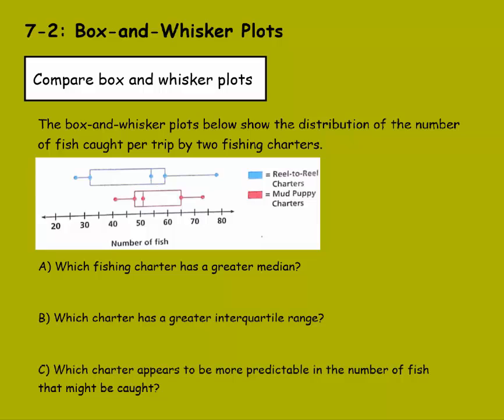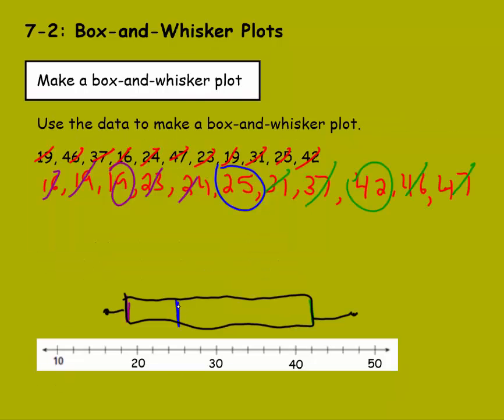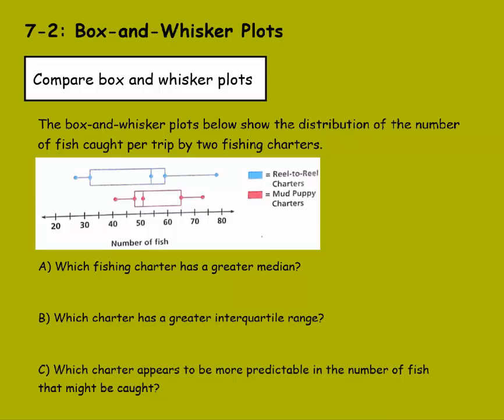Now we can compare box and whisker plots. It says the box and whisker plots below show the distribution of the number of fish caught per trip by two fishing charters. We have the Reel-to-Reel charters in blue, and we have the Mud Puppy charters in red. It asks us which fishing charter has a greater median. Remember, the median is that line that goes in the middle of the box and whisker plot. So we can tell pretty quickly which one has a greater median. It's going to be the blue one, the Reel-to-Reel charters. So we'll say Reel-to-Reel.